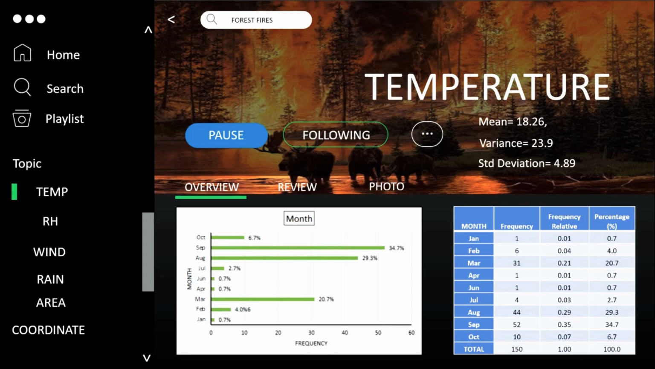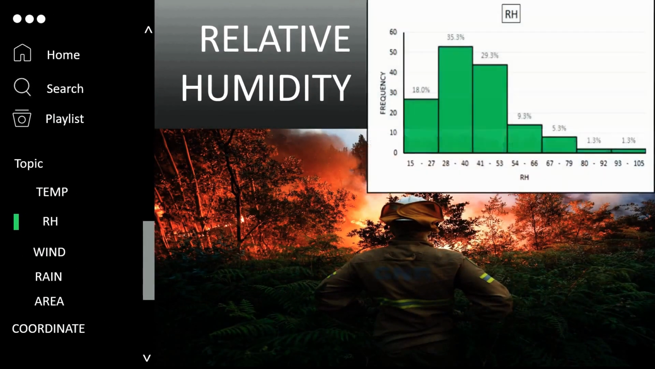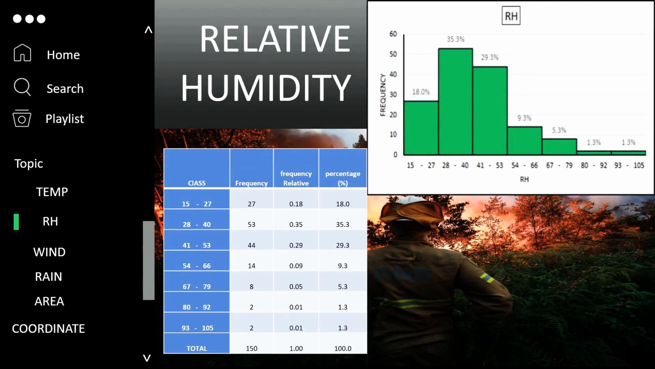The mean for the temperature data is 18.26 degrees Celsius. Moreover, the variance and the standard deviation are calculated as 23.9 degrees Celsius and 4.89 degrees Celsius respectively. Next one will be relative humidity. As you can see, the bar chart above shows the relative humidity of the forest fires data.